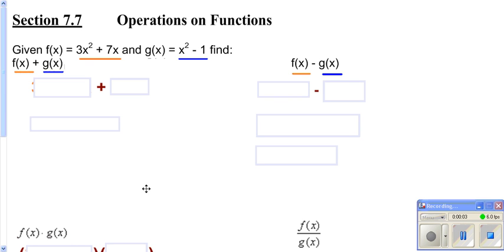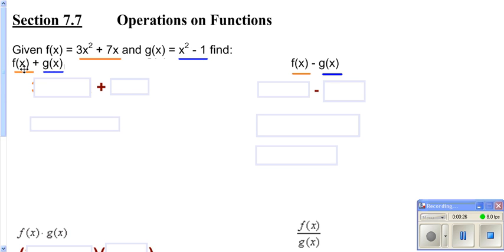We're going to look at adding, subtracting, multiplying, and dividing functions today, along with the idea of composition of functions. Here's function f. It says square your input and triple that, and then add it to what you get when you multiply your input by 7. Function g says square your input and subtract 1.